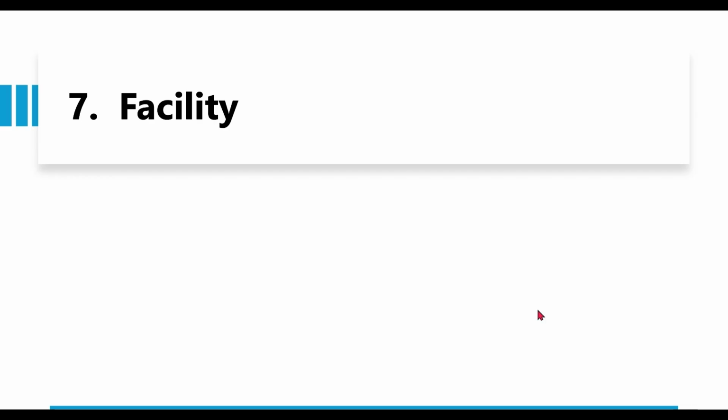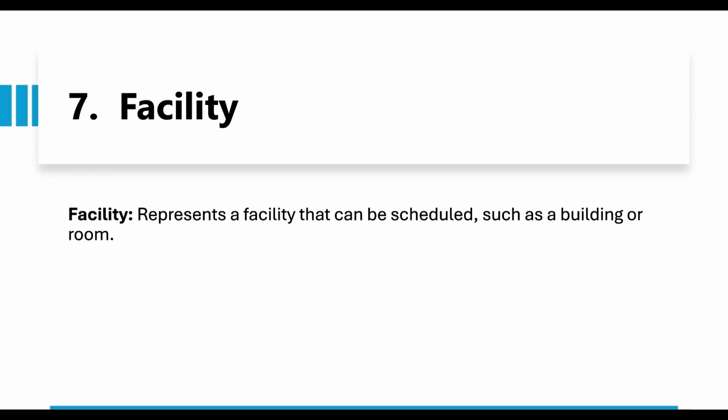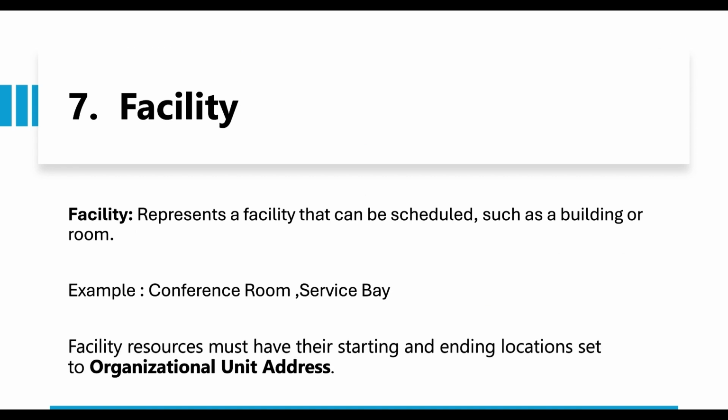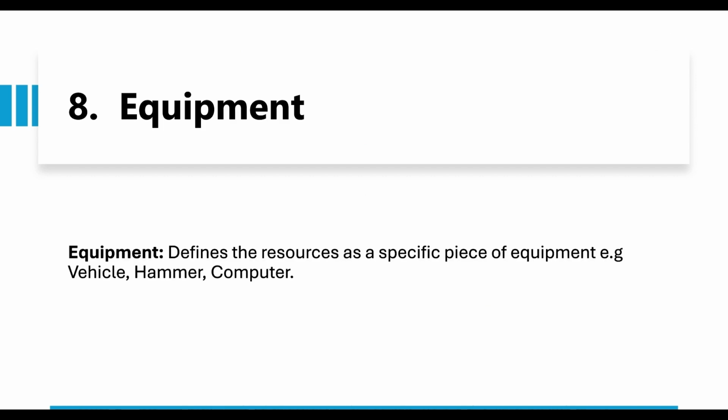Now we talk about facility. Facility basically represents a building or room that can be scheduled or booked for performing service activity, like a conference room or service bay. Please notice that a facility must have its starting and ending location set to the organization unit address. It means a facility is a building or room that is part of that organization unit. Equipment. Equipment defines a specific piece of equipment like vehicle, hammer, computer, which is also required to perform the service activity.